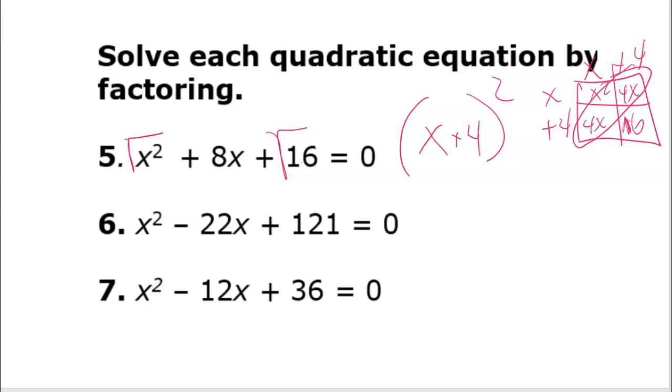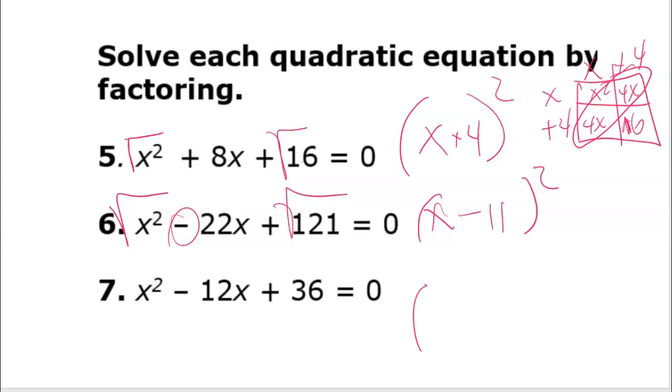I really hope you remember this. Okay, so we're going to move to the next one. We know we have an x. Uh-oh, this is a minus sign. That's not plus. It's going to be minus. x minus the square root of 121, 11 squared. Over here, the square root of x squared is x. The square root of 36 is 6, and that's a minus. Easy peasy, right? Do you remember these?